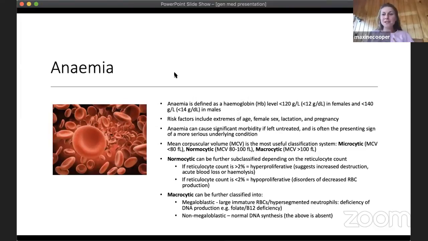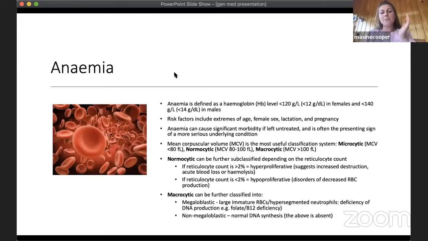I know I always hated all these cells in different words, but reticulocytes are the precursor to red blood cells. So if your body wants to produce more red blood cells, you're going to get an increase in your reticulocyte count. So if a reticulocyte count is above 2%, and you've got a normocytic anemia, you're thinking that you're hyperproliferative. So your body is able and wanting to produce lots of red blood cells.